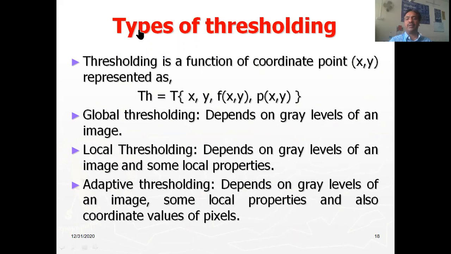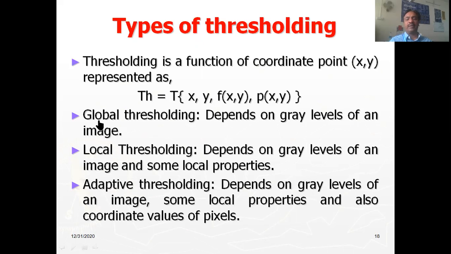Here we discuss the different types of thresholding. Basically, thresholding is a function of the coordinate point x comma y, and it can be represented as T. T means the thresholding concept. Thresholding is a function of four different values: x, y, f of xy, and p of xy. Here, x and y are the coordinate points. f of xy indicates the intensity of the pixel, and p of xy indicates the different properties of the pixels. p of xy may be indicating contrast of the pixel, intensity, or color. It may represent any local properties of the pixels.